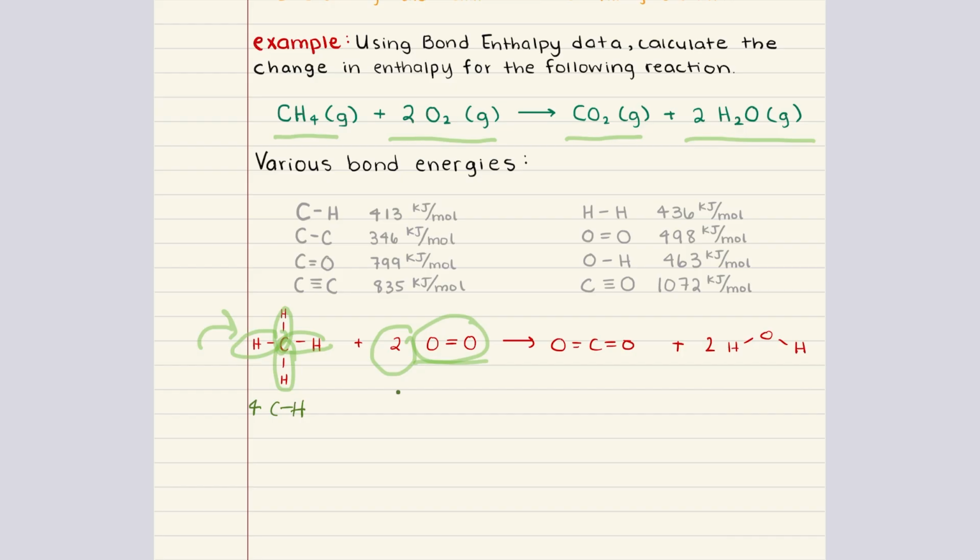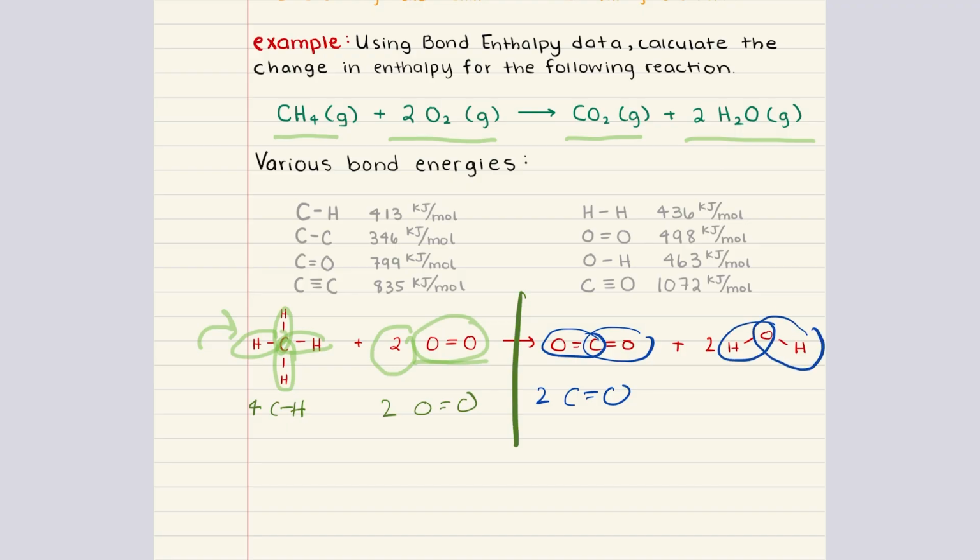And we're also breaking 2 oxygen-oxygen double bonds. On the product side, we have carbon dioxide. Carbon dioxide has 2 carbon-oxygen double bonds. So we're going to be forming 2 carbon-oxygen double bonds. Then we're also forming 2 water molecules. Each water molecule has 2 oxygen-hydrogen bonds. And when we have 2 water molecules, that's a total of 4 oxygen-hydrogen bonds that we're forming.